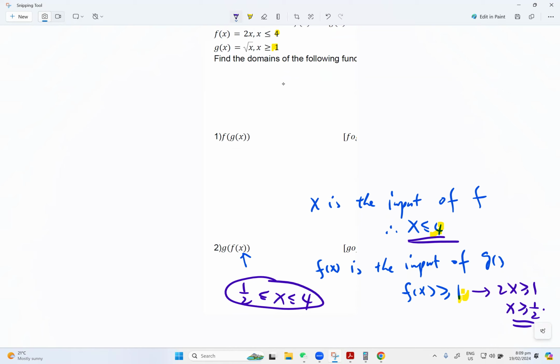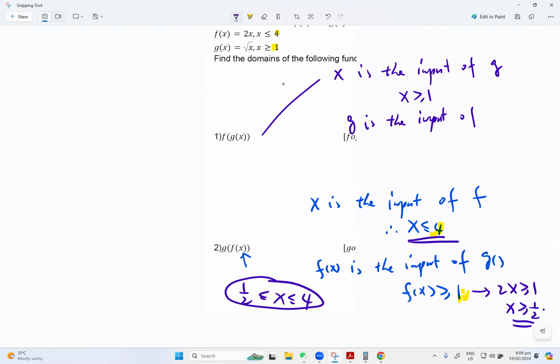What is the answer for question 1? Question 1, we do it again. x is the input of G, so x bigger than or equal to 1. G is the input of F, so G less than or equal to 4. But G is root x, so x less than or equal to 16. Combine here together. x between 1 and 16.